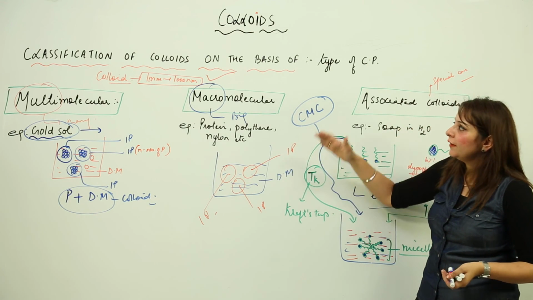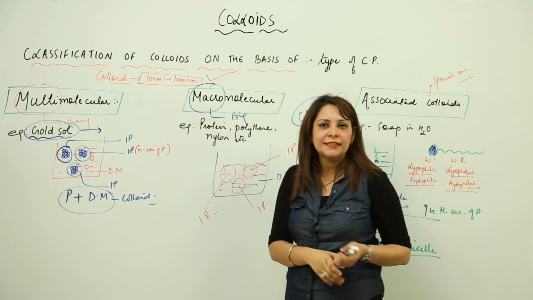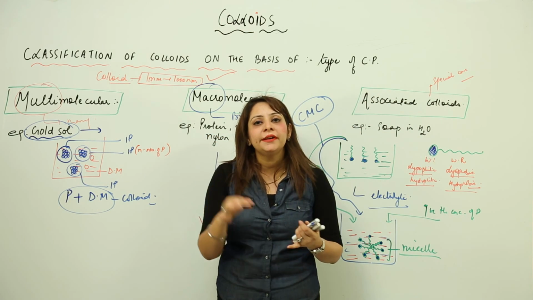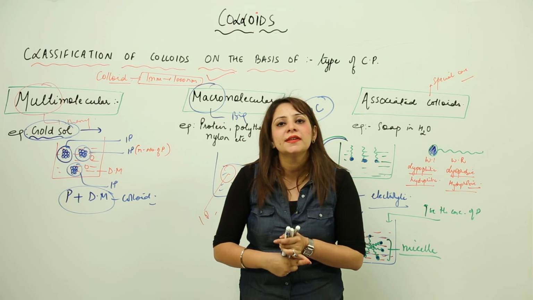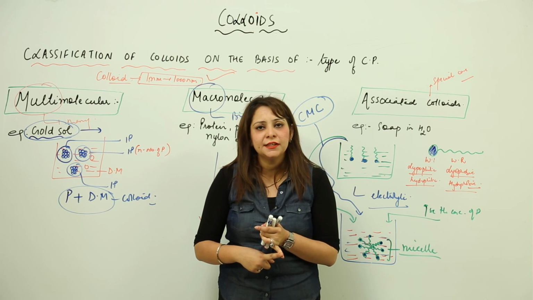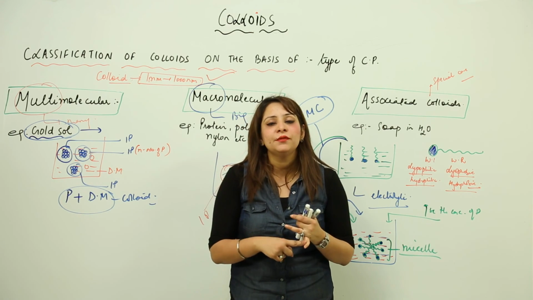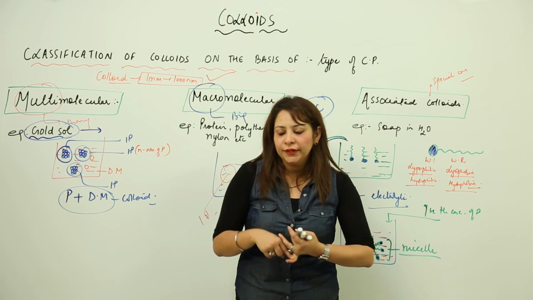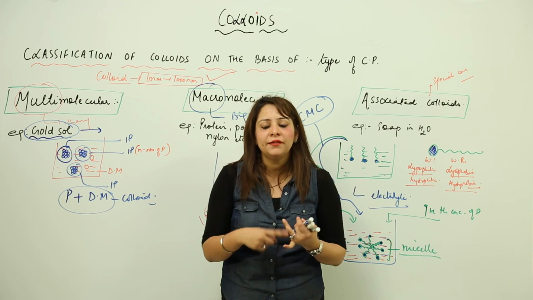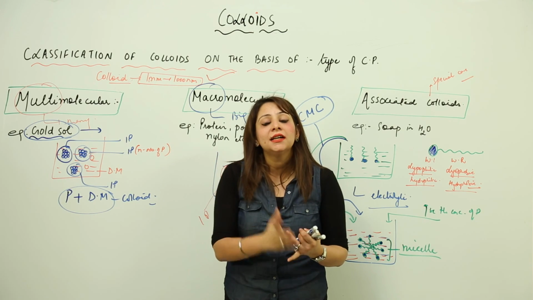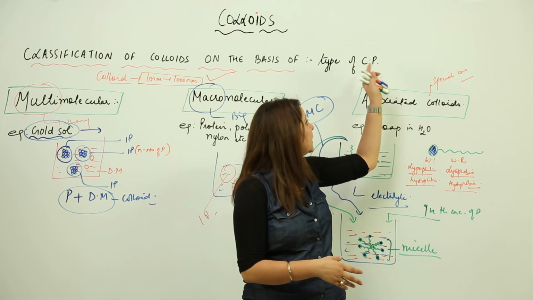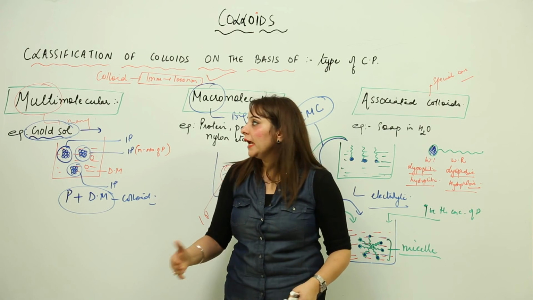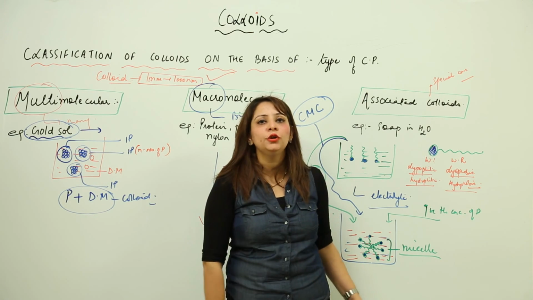So here we finish with the classification. We have already classified the colloids depending upon three factors. One is depending upon the physical state of the dispersion phase and the dispersion medium. Second, we classified on the basis of interaction, that is lyophobic and lyophilic. I think you can easily recall when I am taking the names, everything is striking your mind. And the third is depending upon the type of the colloidal particles, that is the multimolecular, macromolecular and the associated.